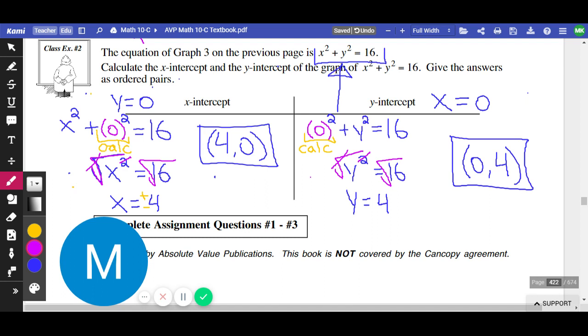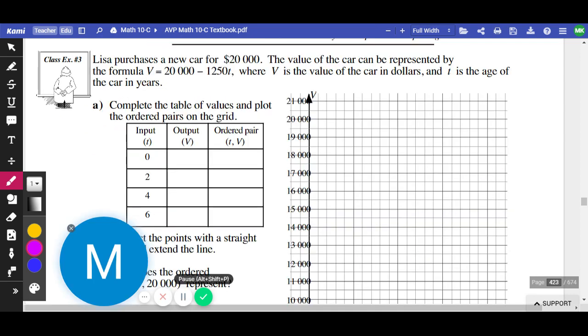Fantastic. We're going to break this lesson up into questions. We're basically taking everything we've talked about so far this unit and putting it all into one little example. And we're also going to interpret a graph a little bit, because now that we know what x and y intercepts are, we can interpret x and y intercepts. So this question talks about Lisa purchasing a car.